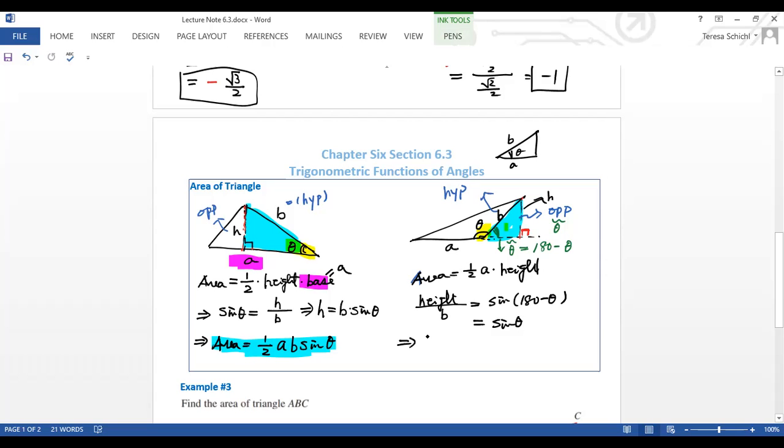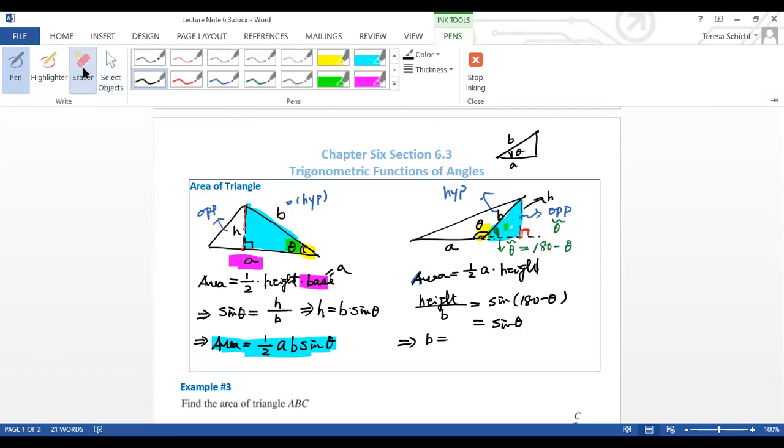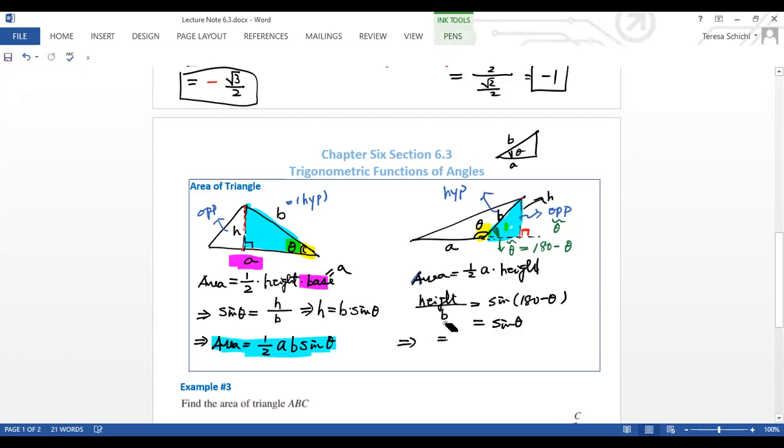Okay, so now you can cross multiply. What is the height here? It's just the same as before. The height will be B times sine theta. So finally, what is my area? Area is 1/2 AB sine theta. Really beautiful, right? It doesn't matter if all the angles in your triangle are acute or you have an obtuse angle. It's the same thing, right?